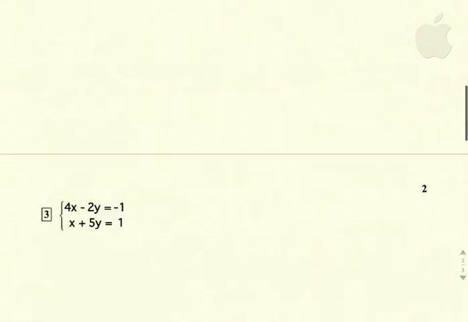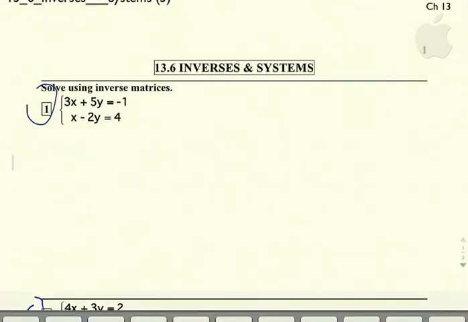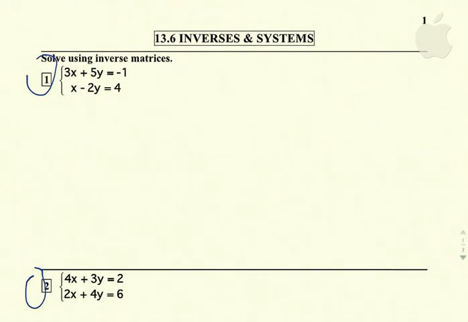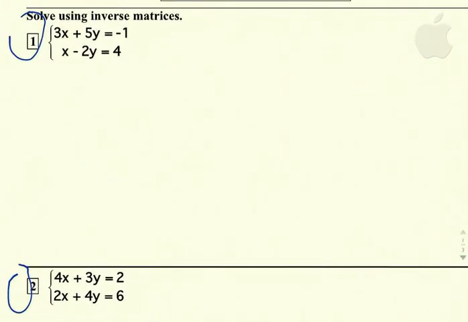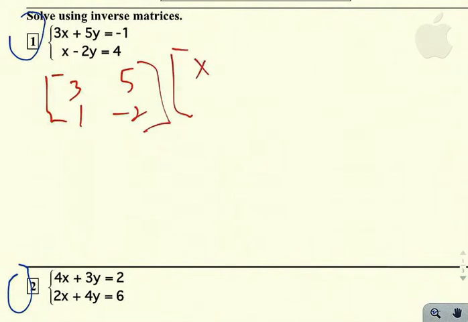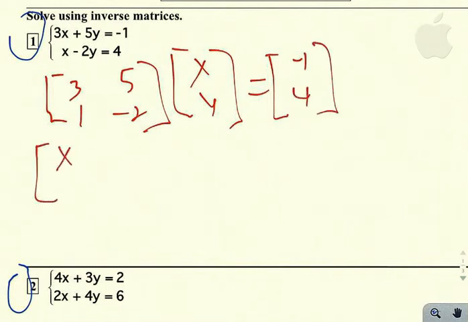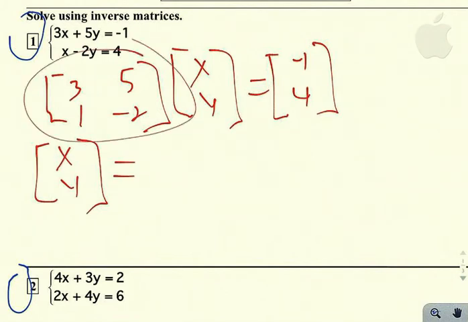Okay, almost done. Number 1, solve using matrices. How do you do it? Well, write your matrix equation first. So matrix XY will equal the inverse of this matrix. Well, let's see, minus 6, 5, subtract, you get minus 11.